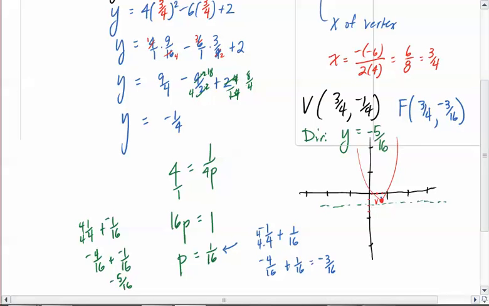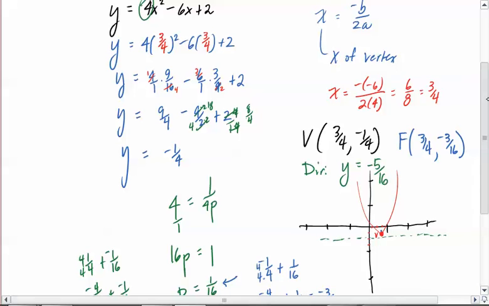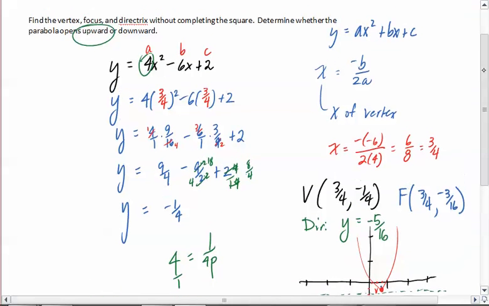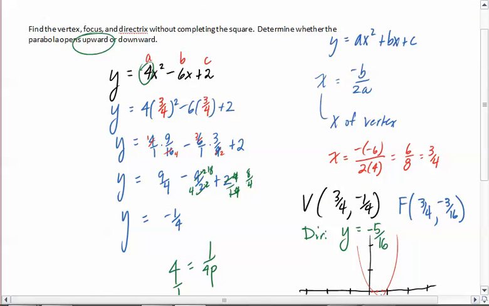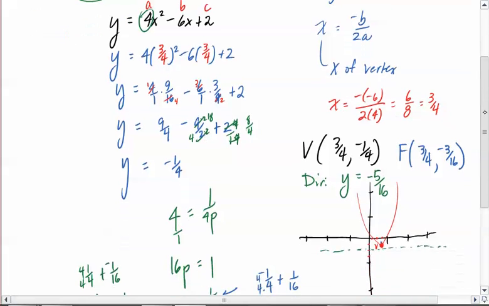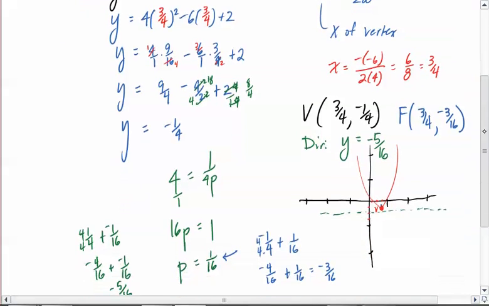So there you are. We used fractions, and we weren't afraid to deal with those. We just have to go slowly. And let's make sure that we've answered all the questions. Find the focus, directrix, and the vertex without completing the square, and also determine whether it's opening up or down.